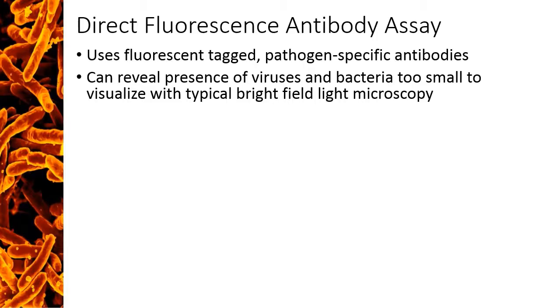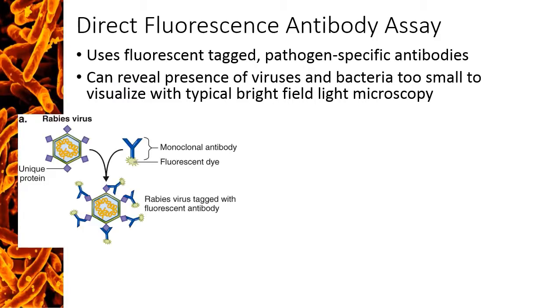This assay takes advantage of antibodies, which are small protein molecules that are part of your immune system. Antibodies very specifically bind to a molecule. In this example, the antibodies that we're using bind to the rabies virus. So we have the antibody here that binds and recognizes the protein on the rabies virus, and that antibody is tagged with a fluorescent dye. So if the virus is there, the antibody will bind, and then we'll be able to see the fluorescence from the dye.